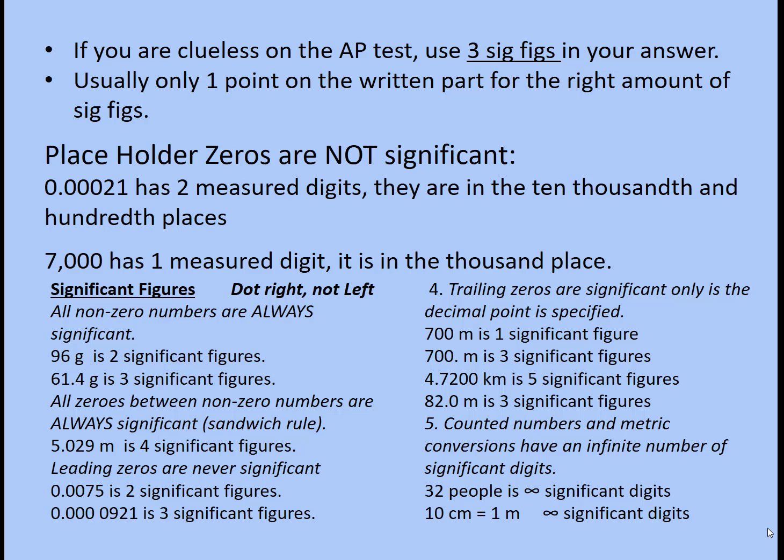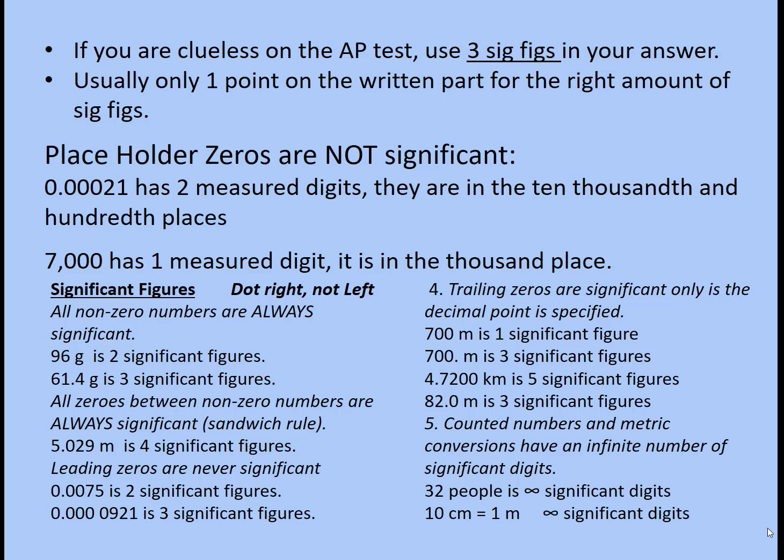So looking at these rules, I'll just go through them really, really quickly. So the first rule is all non-zero numbers are always significant. So numbers 1 through 9, you always count them. The next one, all zeros between non-zero numbers are always significant. This is the sandwich rule. So if you have a number at the beginning and a number at the end, if there's a 0 in the middle, you always count it. Leading zeros are never significant. So again, those are just placeholders.